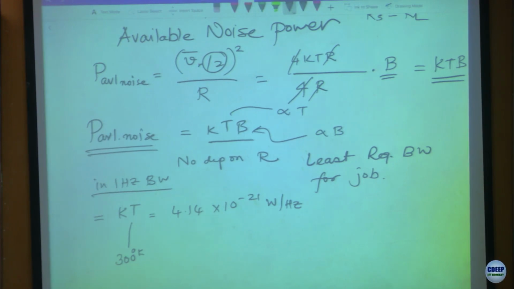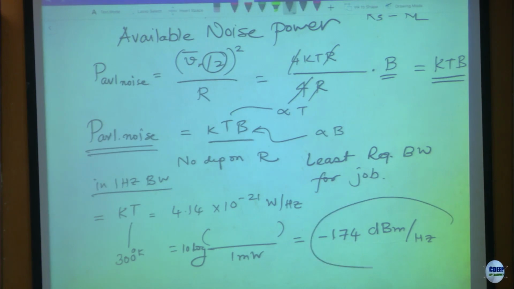dBm, that's what I was looking for, and that is with reference to 1 milliwatt. So, what do we do? We take this number and divide by 1 milliwatt, and for dBm we take 10 log. If you take this number, it comes out to be minus 174 dBm, and since we are looking at 1 hertz bandwidth, it's per unit hertz. That's what this number comes out to, and this will pop up again and again as we go along. So that's the reason I'm doing this calculation for you.